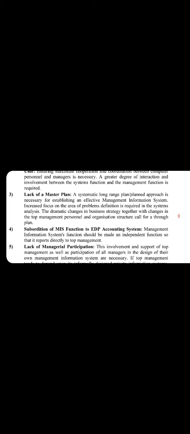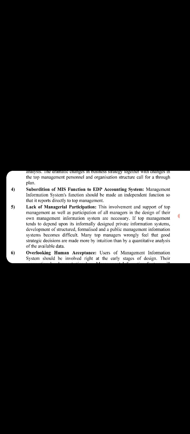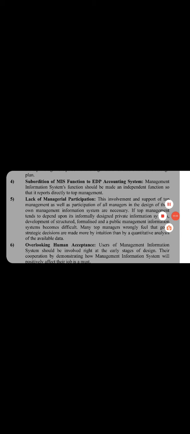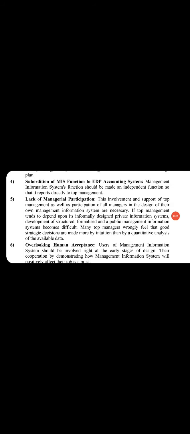Fourth one is subordination of MIS function to EDP accounting system. So management information systems function should be made an independent function so that it reports directly to the top level management. Fifth one is lack of managerial participation. So involvement and support of top management, as well as participation of all managers in the design of their own management information systems, are necessary. Otherwise top management tends to depend upon its informally designed private information systems.